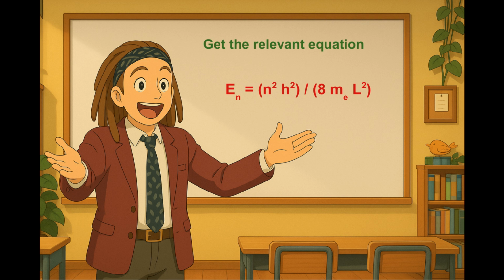Here, En is the energy of the nth state. Notice how n is squared, meaning energy increases rapidly for higher states. The h squared term comes from Planck's constant. Me is the electron mass, and L is the box length. The 8 is a constant derived from the quantum mechanical solution.